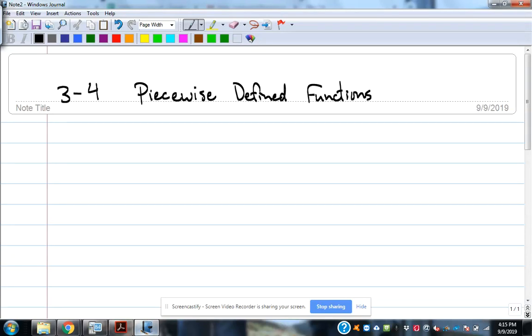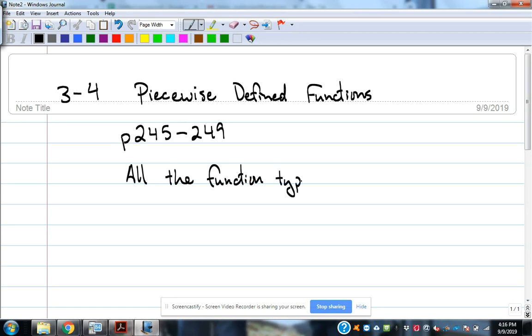With piecewise defined functions, there in your textbook, in section 3.4, I want to think it's page 245 to 249, something like that. There's a list, not just like a list, but a definition of all the function types that we deal with here. And you can go through those and get that information about it. I think most of it's stuff you've seen before.